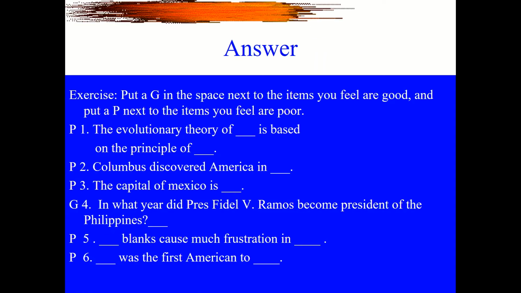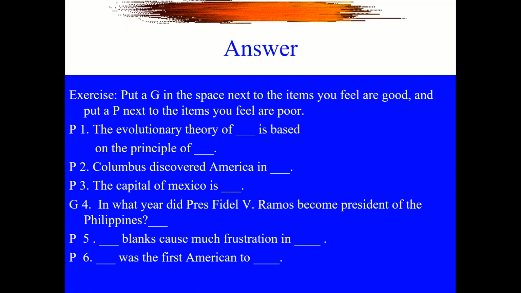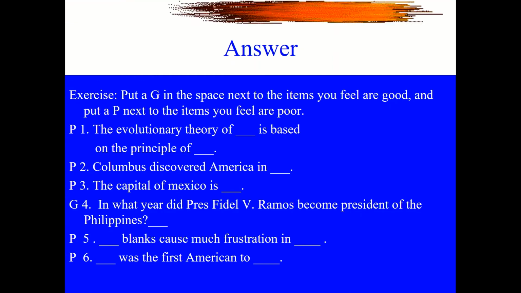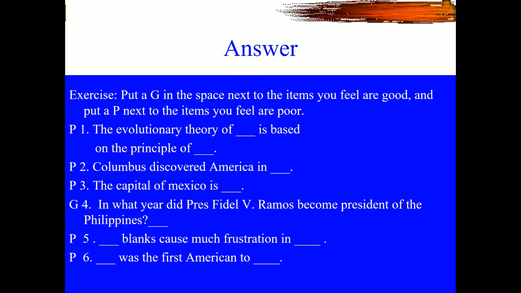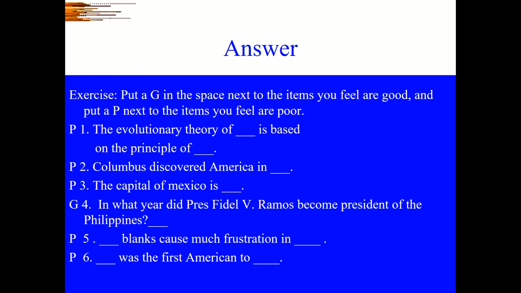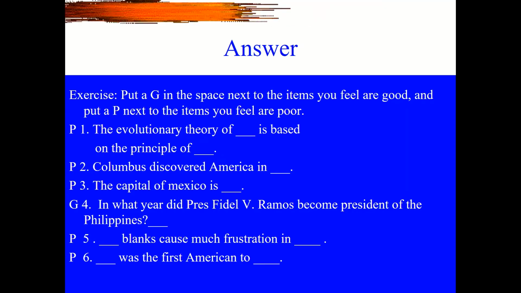Here it's a good test item, so it's better that you write your test items in question form. Items 5 and 6 use multiple blanks, and also there should be no blanks near the beginning of the sentence.